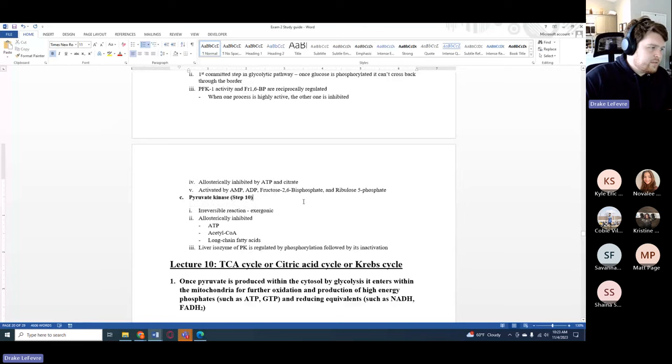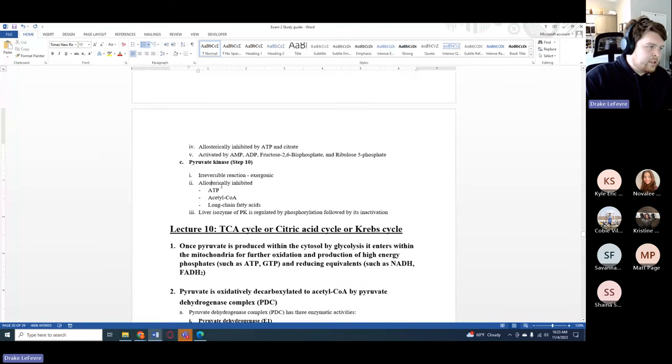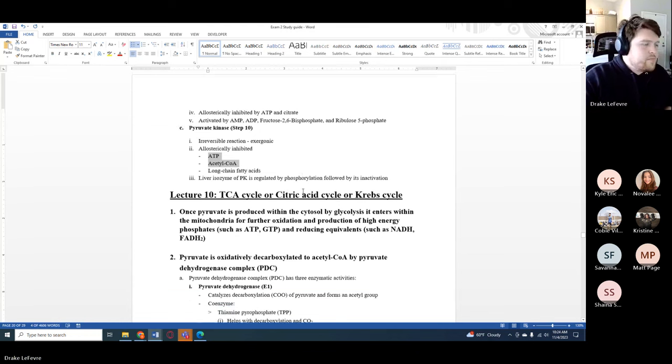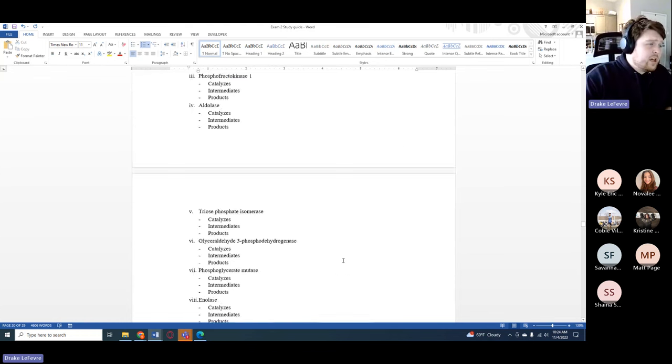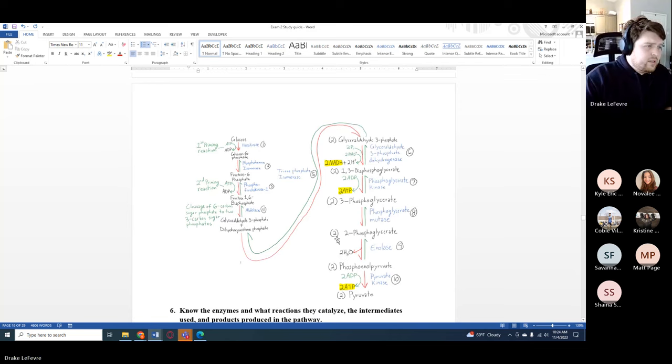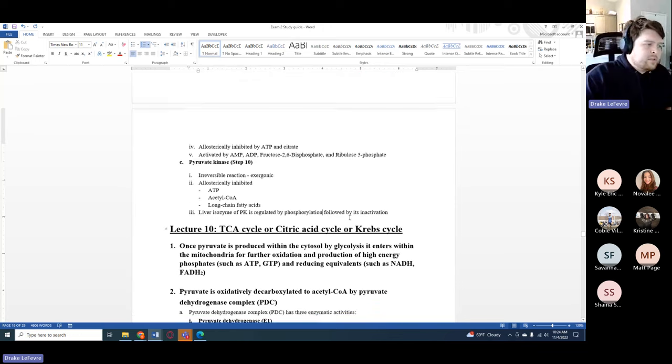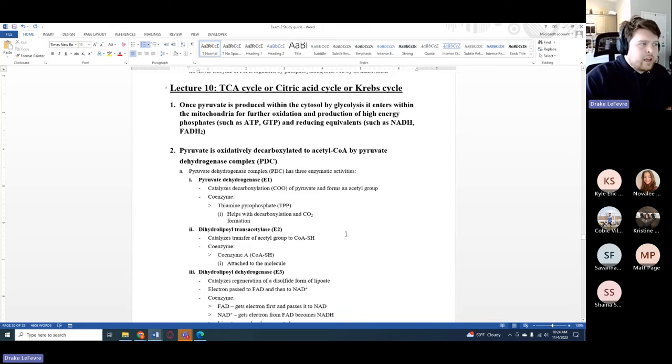Again, pyruvate kinase, same thing, is allosterically inhibited by ATP, acetyl-CoA, and long-chain fatty acids. Mostly these two are the ones that we'll focus on when he asks his questions. And that's really all there is for glycolysis. You can pull a ton of questions out of here, but it's really a straightforward process. Just take the time to draw it out over and over again and memorize it.